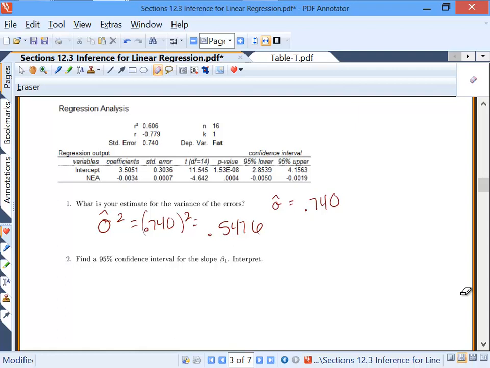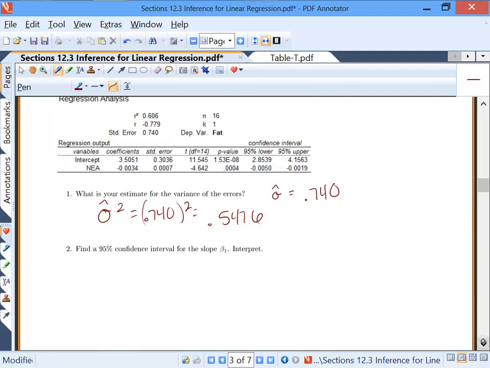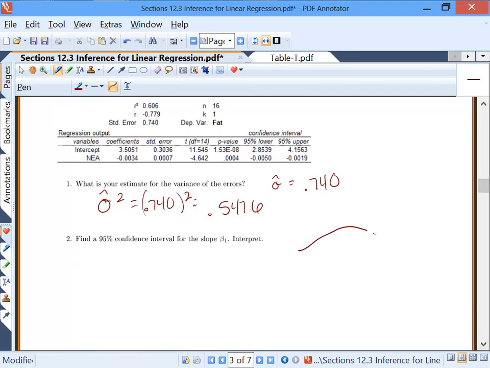Next, find a 95% confidence interval for the slope, beta 1, and interpret it. So first of all, I'm looking for a 95% confidence interval, which means that I have 0.025 in each tail. Am I using the Z or T table? T. So I'm going to use the T, and I need my degrees of freedom, which are n minus 2.